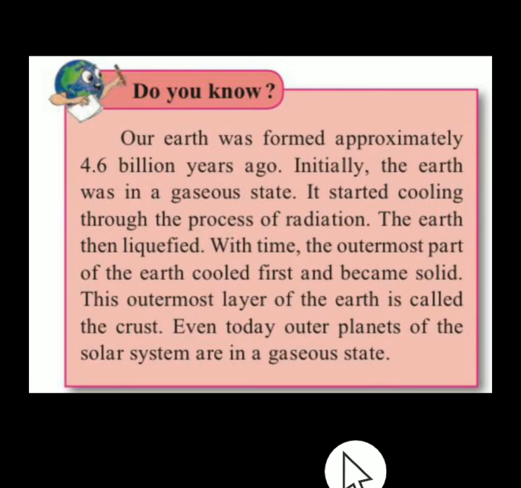Our earth was formed approximately 4.6 billion years ago. Initially, the earth was in a gaseous state. It started cooling through the process of radiation. The earth then liquefied. With time, the outermost part of the earth first became solid. This outermost layer of the earth is called the crust. Even today, the outer planets of the solar system are in a gaseous state.